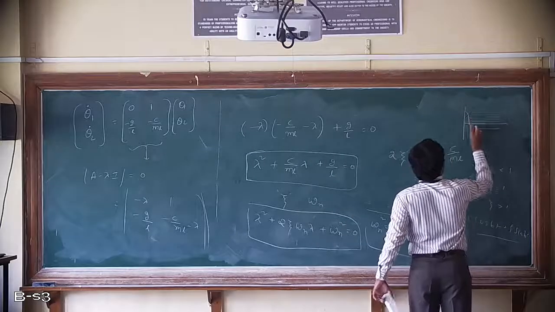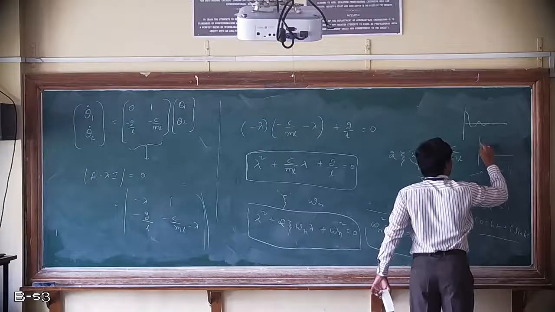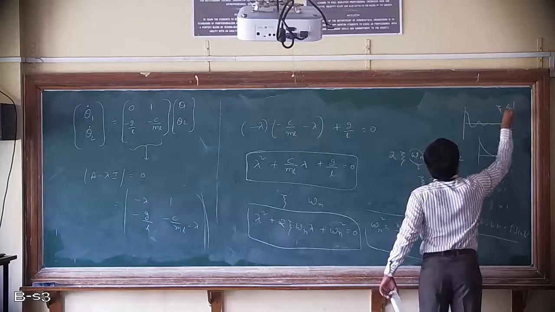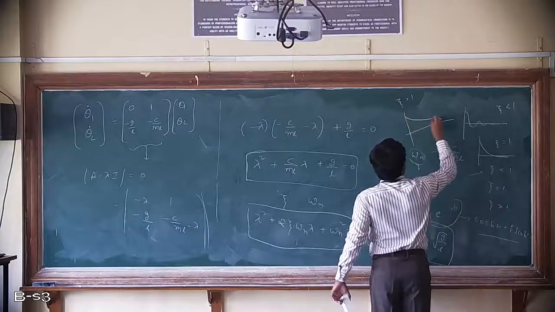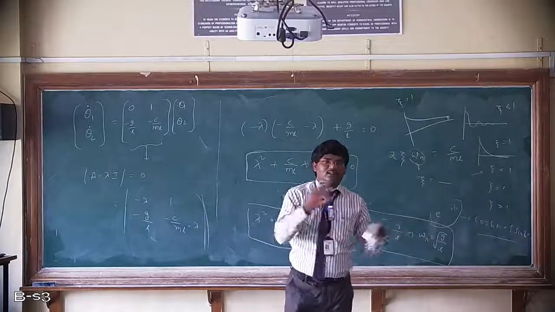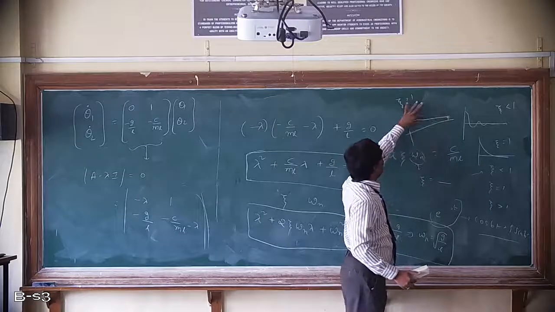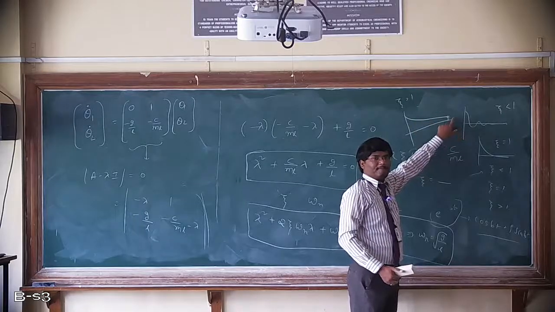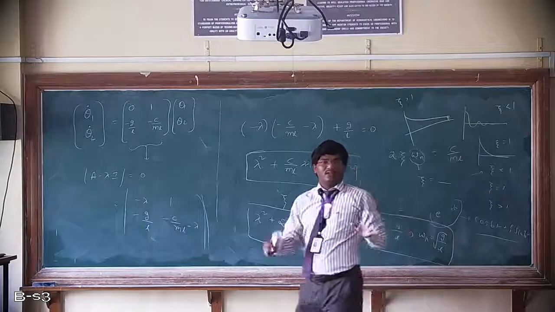If zeta is less than 1, that is under damped, so it will oscillate and come to the original position. If zeta is greater than 1, over damped system, because of the very powerful damping, it doesn't come back to the original position quickly. These are over damped systems, right?